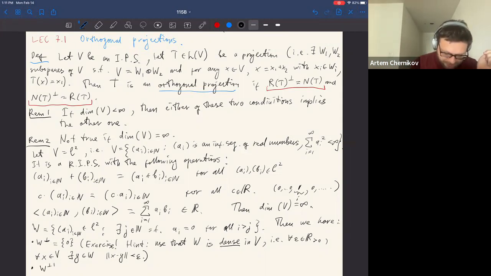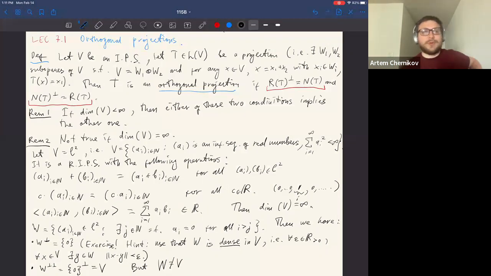Now we can look at the double orthogonal complement. So this is going to be the orthogonal complement of the trivial subspace, and this is the whole space V. Okay. But note that W is not equal to V. So W is a proper subspace of V. Okay, so how to see this? We need to exhibit an element of V which is not in W.